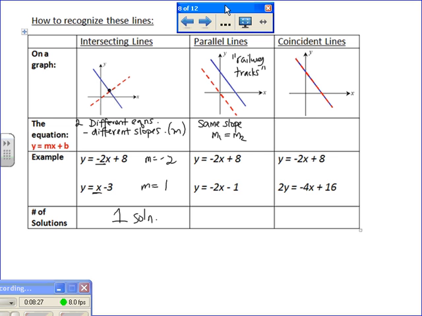For example, if I'm looking below here, y is equal to negative 2x plus 8. There's line 1. The slope, m, equals negative 2, or negative 2 over 1. The second line, y equals negative 2x minus 1, the slope is also equal to negative 2. So we have the same slope, which tells me that they're running in the same direction, but b is different. Here b equals positive 8, and here b equals negative 1. So they have to have the same slope, but different b values, different y-intercepts.